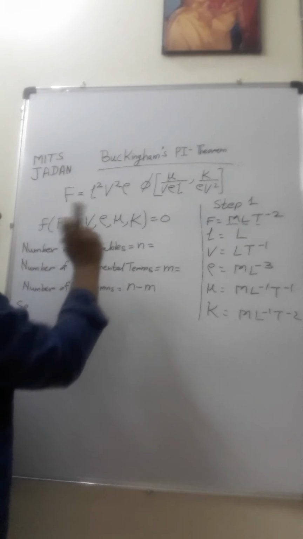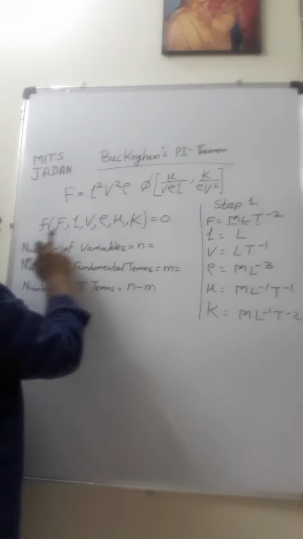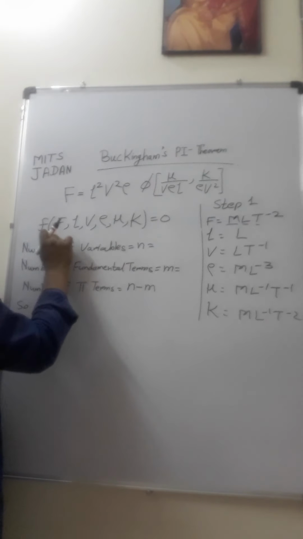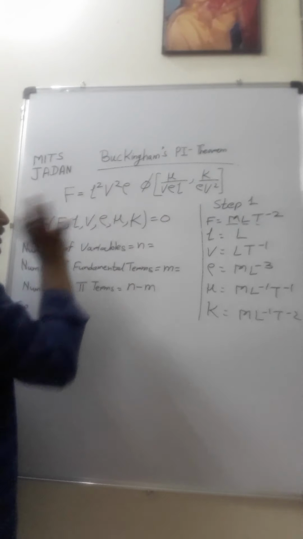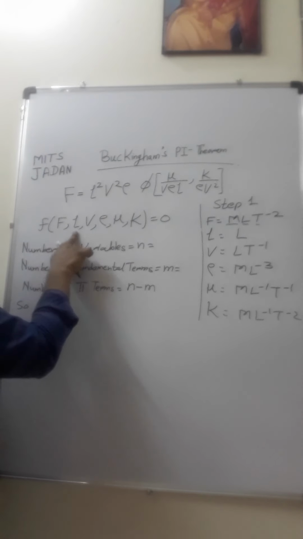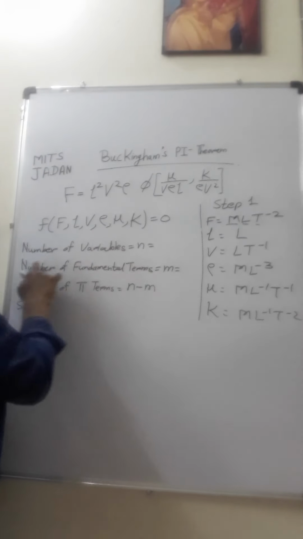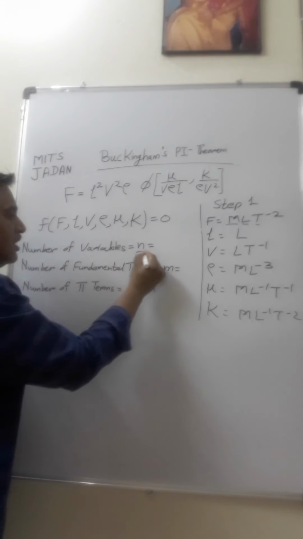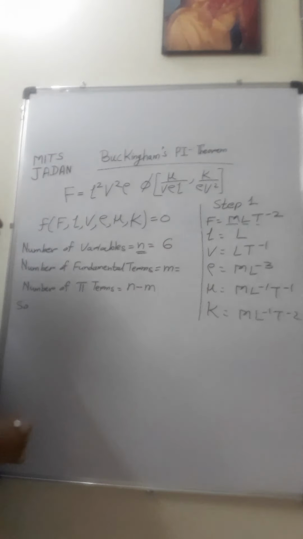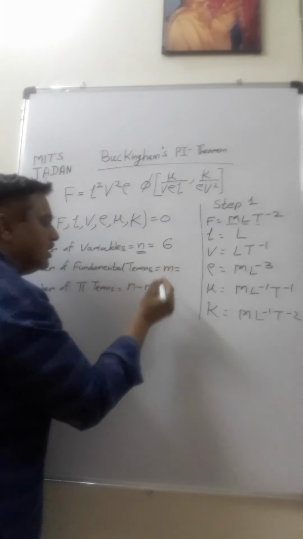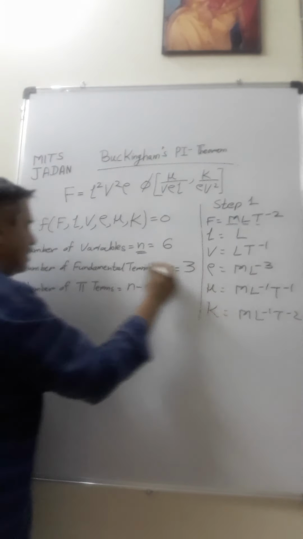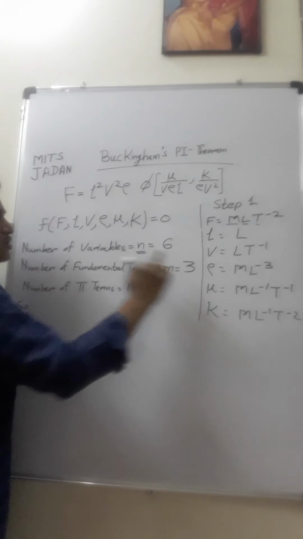Now the number of variables. So this is the equation. I have simply written it like this: function f, l, v, rho, mu and k is equal to 0. Now I have written all the parameters here. If you count 1, 2, 3, 4, 5, 6, the total number of variables n is equal to 6. Now we already know that the fundamental terms are 3, so m equals 3.